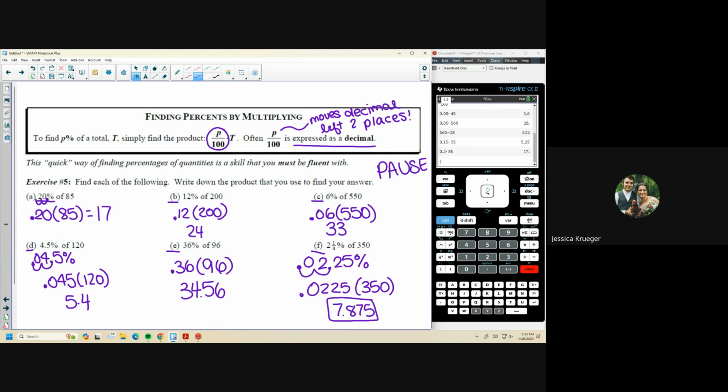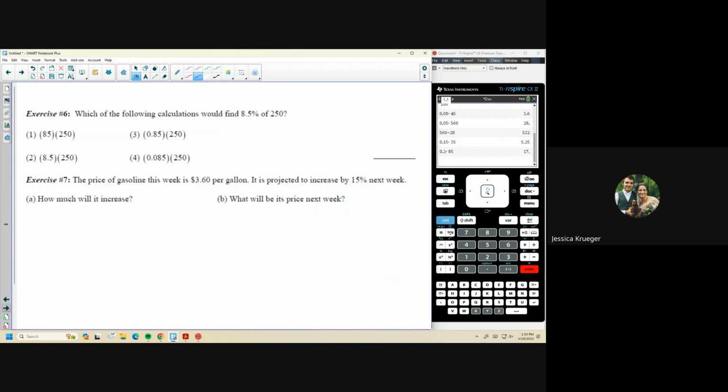So those are some quick ways that we can find a percent of a number. Exercise 6, which of the following calculations would find 8.5% of 250? Again, if your percent symbol's there, you've got to move the decimal. So I got to move it back 2 so that it's a number I can do a calculation with. 0.085 times 250. Always double check. We want the one that would work. So that's going to be number 4.